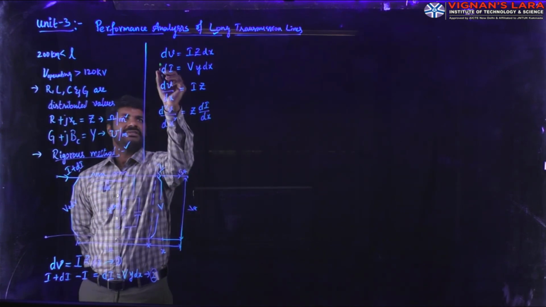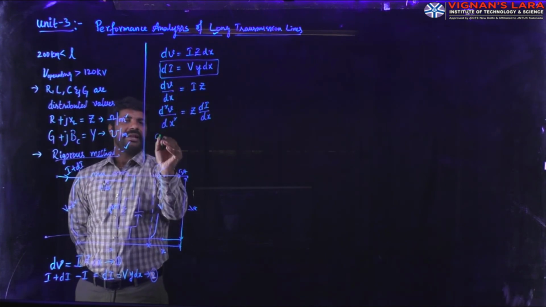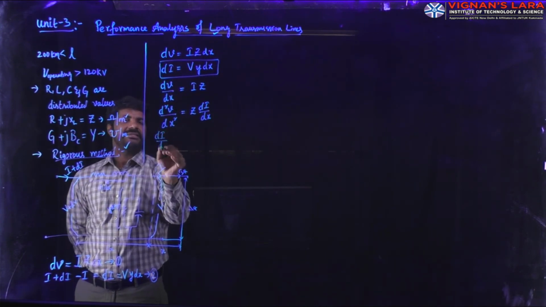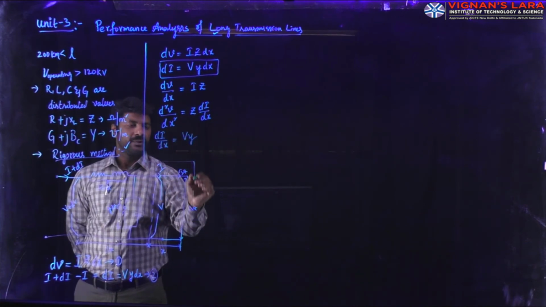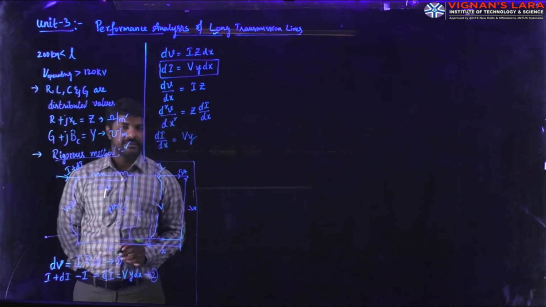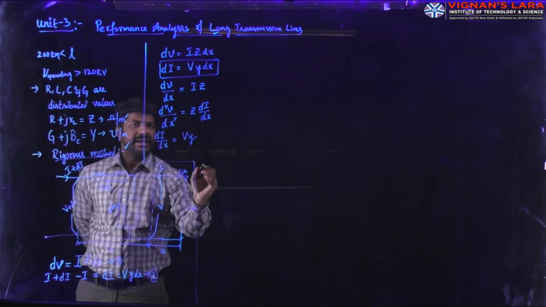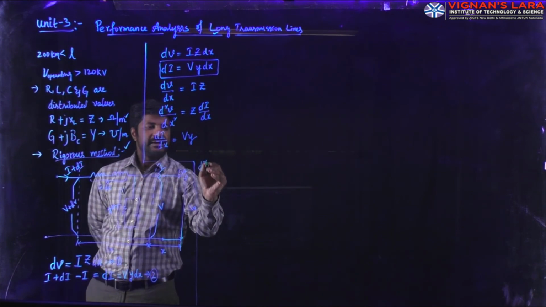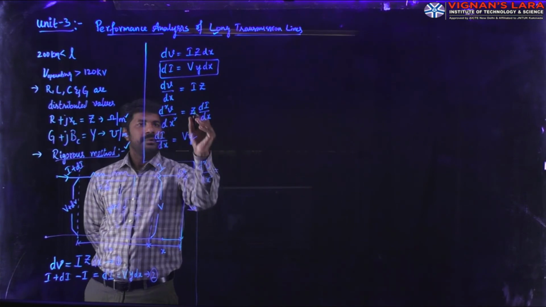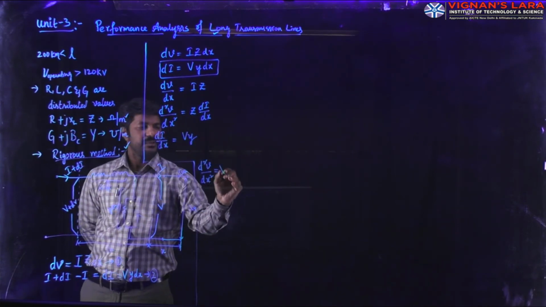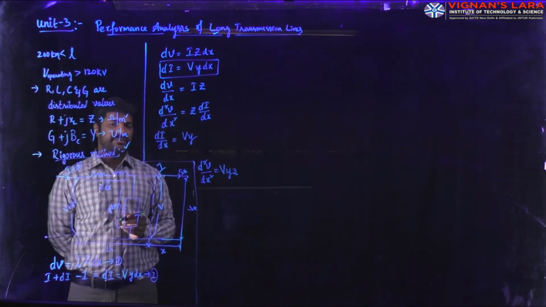So from this, what is dI by dx? The dI by dx is equal to V into Y. Substitute this dI by dx here. You will get d square V by dx square as V Y Z. This is the simplification.